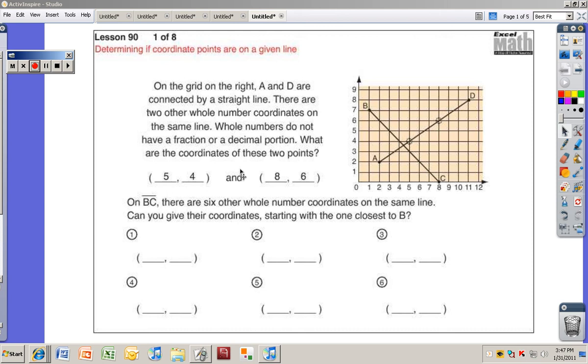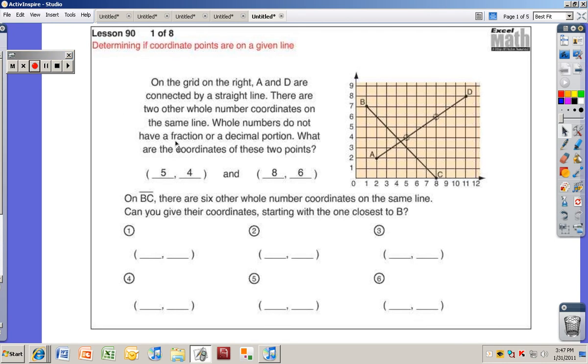That's 7 voices. Okay. On the grid on the right, A and D are connected by a straight line. There are 2 other whole number coordinates on the same line. Whole numbers do not have a fraction or a decimal. Not fraction, not decimal portion. What are the coordinates of these 2 points?